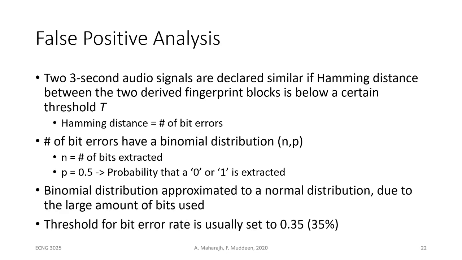With regards to false positive analysis, two 3-second audio signals are declared similar if the Hamming distance between the two derived fingerprint blocks is below a certain threshold t, where the Hamming distance is the number of bit errors that is obtained.